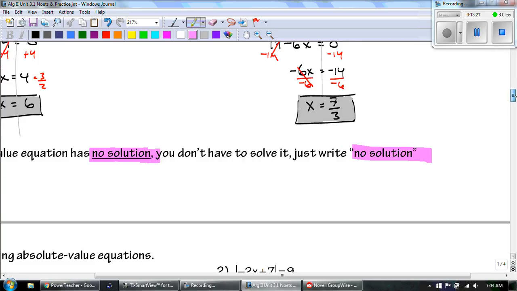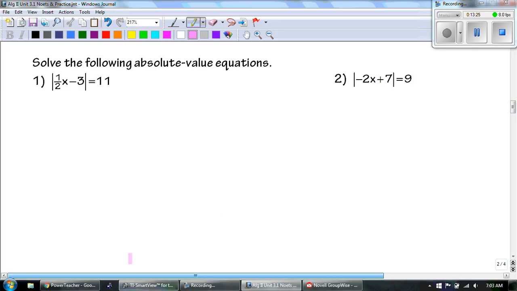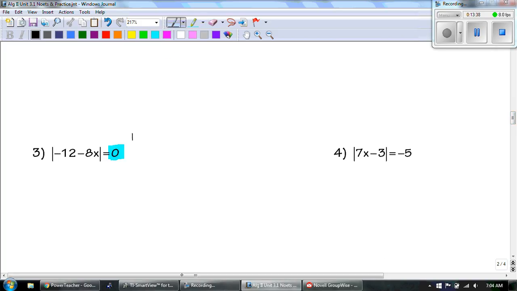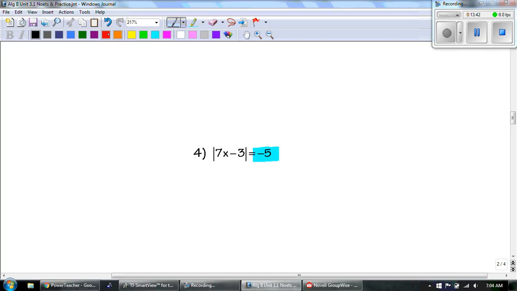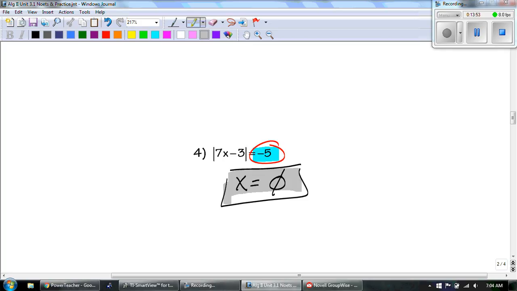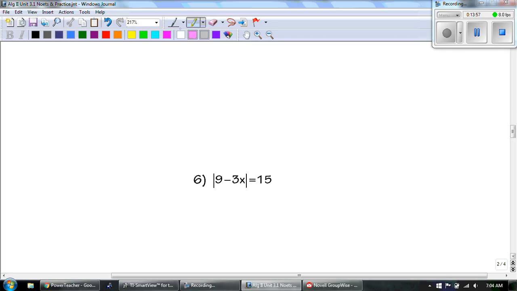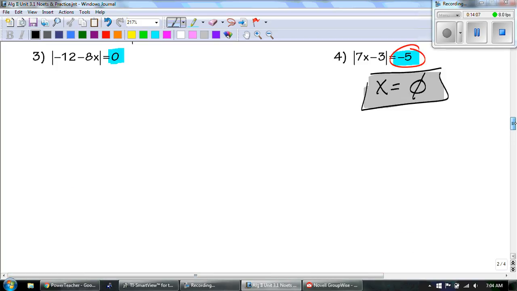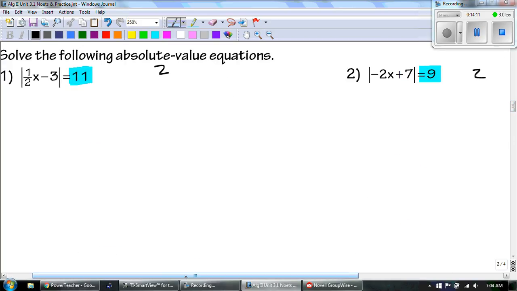Okay, let's go ahead and work on the back. So just looking through these, I know that this one's going to have 2. This one, my answer, I'm going to have 2 answers. Ooh, it equals 0, so I'm going to have 1. It equals, oh hey, what's it equal here? Oh, this one's going to be easy. X equals no solution. Okay, because when it equals a negative number, I just write no solution on it. Okay, so 15, that means I'm going to have 2 answers for that one. And 0, I'm going to have 1. Okay, so you can look ahead and solve those, or at least know how to.